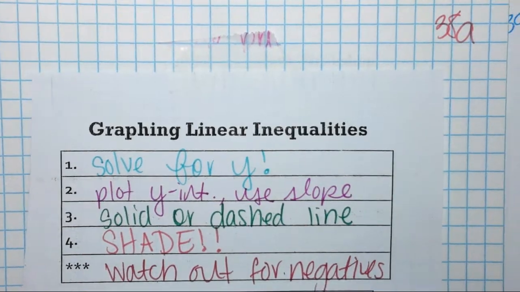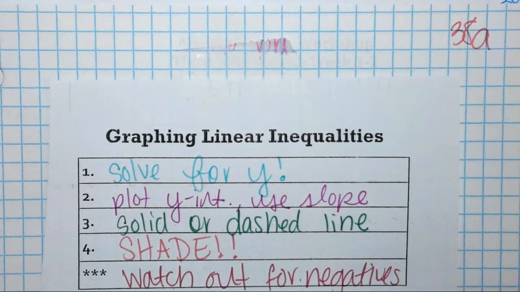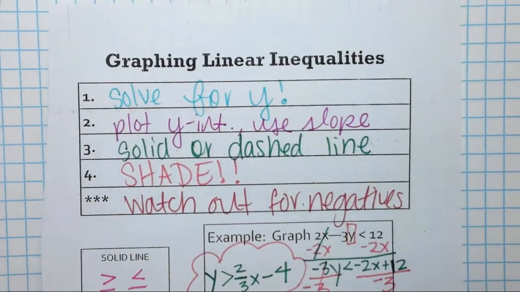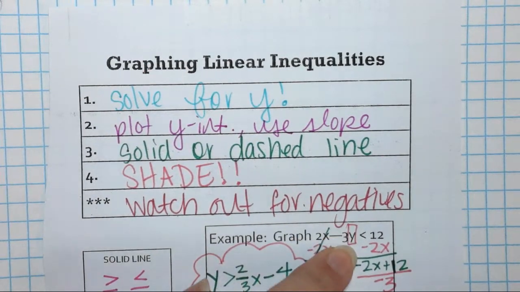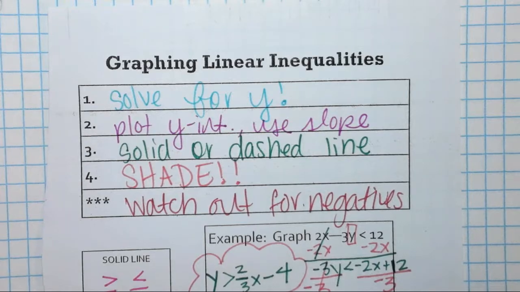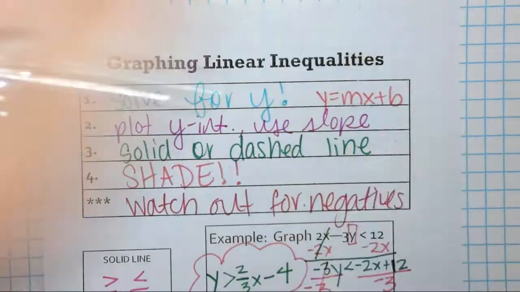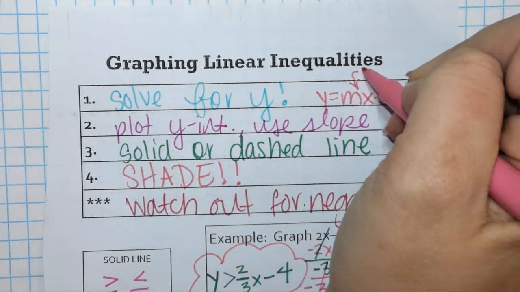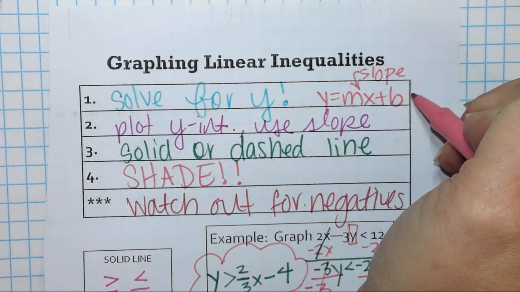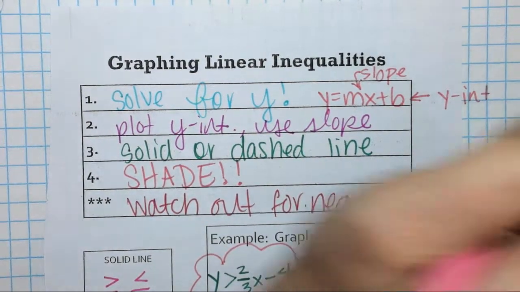Okay, so what we're going to do before we start practicing graphing these is we're going to review what we did, and then we're going to graph these bad boys, and then you're going to have some homework. Super exciting. So the first thing we did when we graphed linear inequalities: if x and y were on the same side, we solved for y, which meant that we got it in the form of y equals mx plus b. Now, who remembers what the m stands for? Take a point. What does the b stand for? Y-intercept. Take a point.